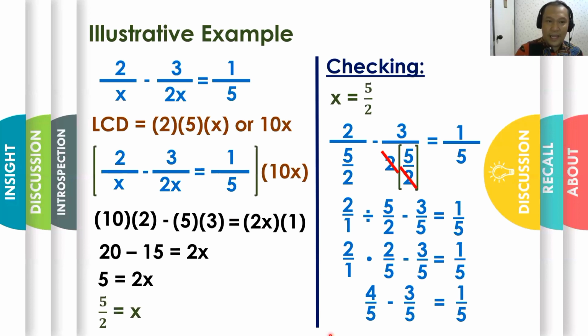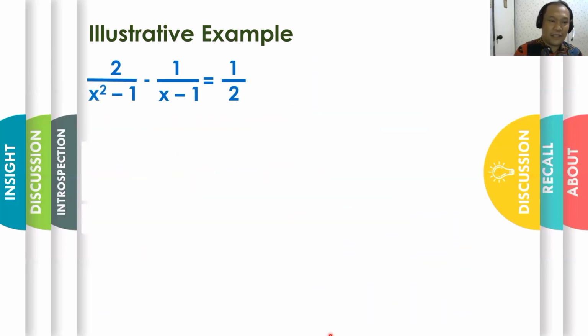Okay. Next, another illustrative example. I do have here 2 all over x squared minus 1, minus 1 all over the quantity x minus 1, is equal to 1/2. As a rule, we have to get our LCD. And the LCD will be 2 times the quantity x squared minus 1.